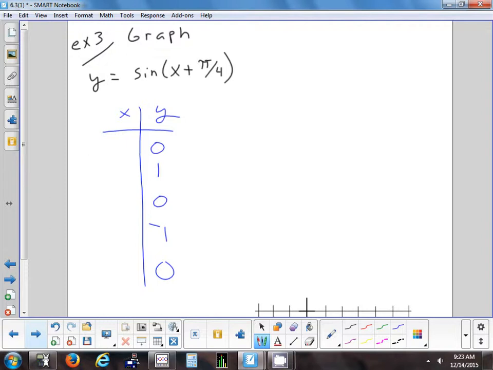And now my x values. Tommy Lee, what am I going to do to all my x's? Subtract pi over 4. Good. We're going to subtract pi over 4. Now, after we get a couple, you should start to see a pattern. And if we see that pattern, we'll just use the pattern. What's my common denominator for every problem I'm going to do here? 4.